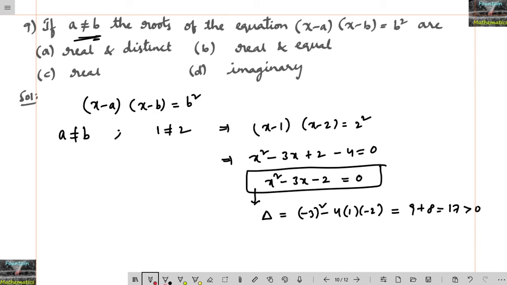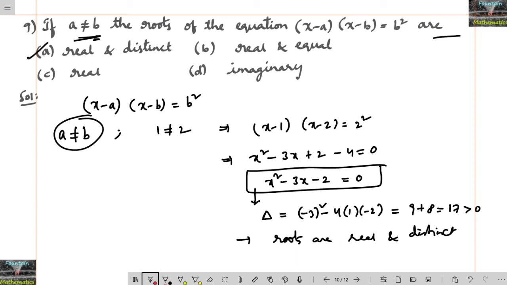So when 17 is positive, it means definitely the roots will be real and distinct only. Whatever a is not equal to b, we are getting 17 greater than 0, which means roots are real and distinct. We can say they are always real and distinct. We cannot go with real and equal, because you are not getting equal. So the ninth one is option A. Okay, fine. Let's move to the next question.